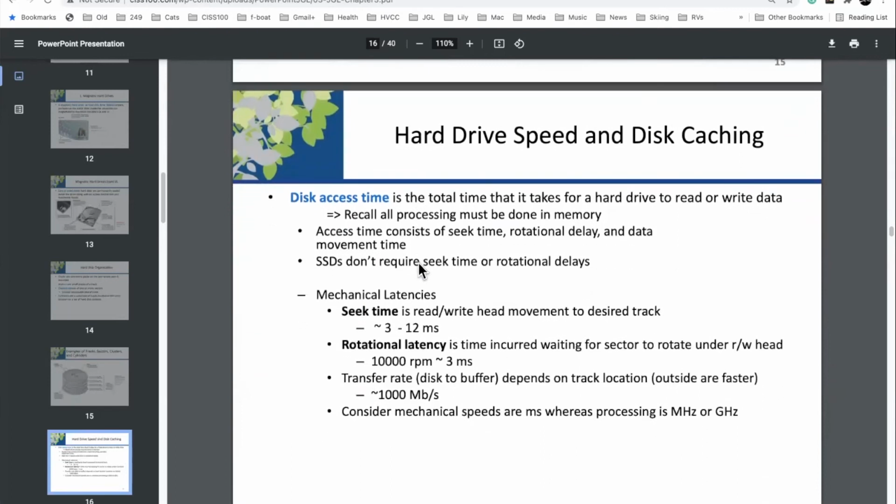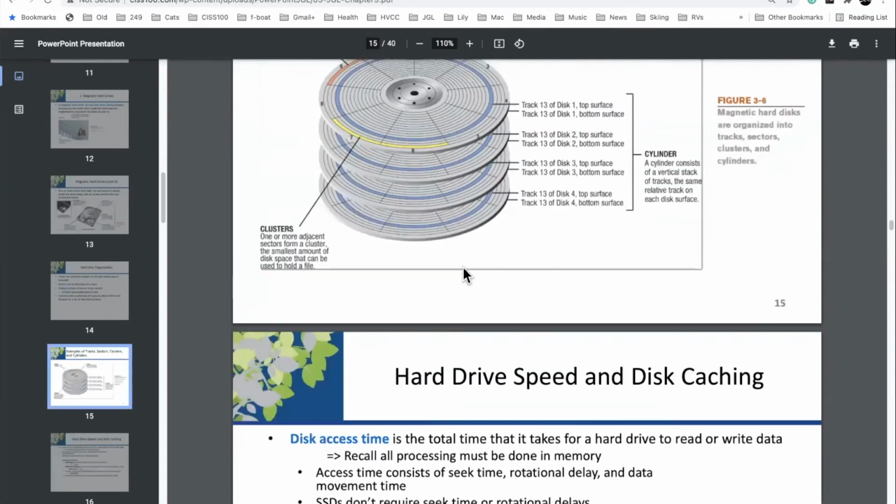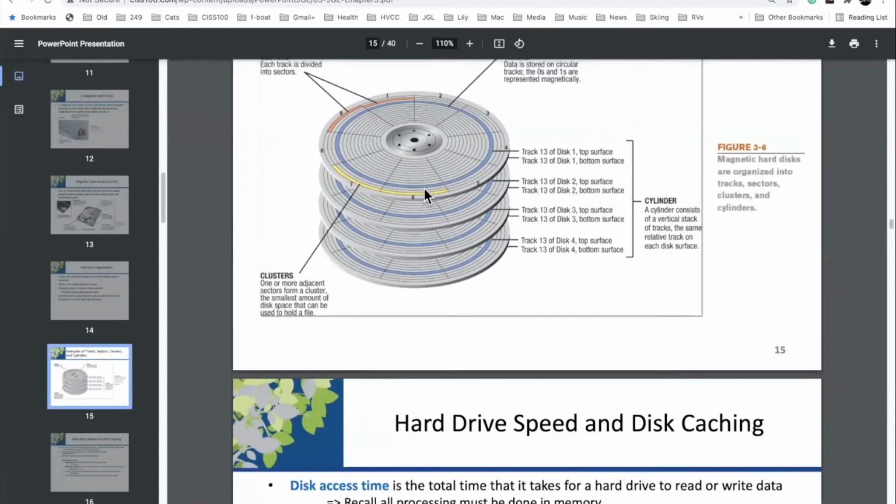So if we look at disk access time, what is disk access time? Well, what actually has to happen? My read-write head may be out here on one of the outside tracks. I want a piece of information that's on one of the inside tracks. So that read-write arm has to move. And then it has to wait for the disk to spin underneath it.